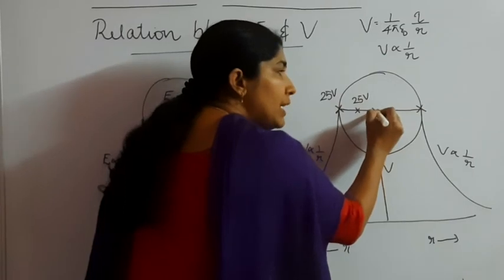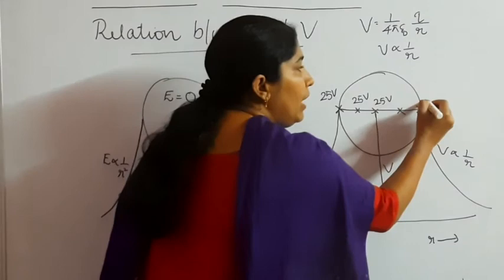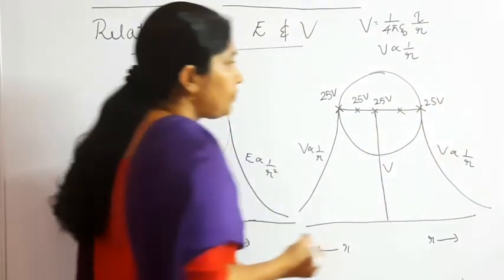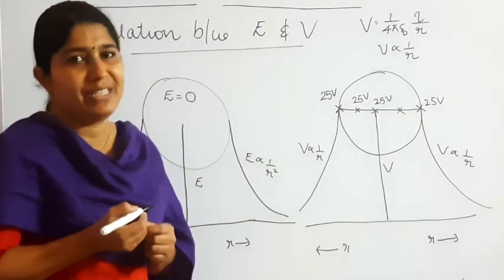What about the potential at the center? It's also equal to 25 volt. Here also 25 volt. The potential inside the shell is equal to the potential on its surface.